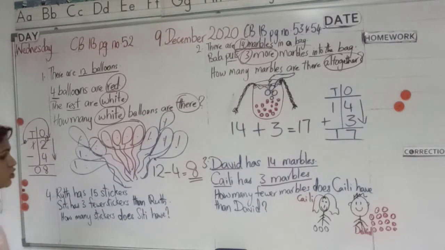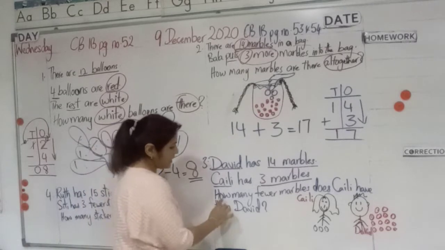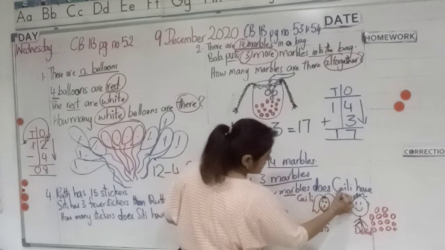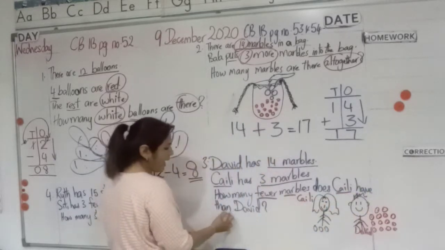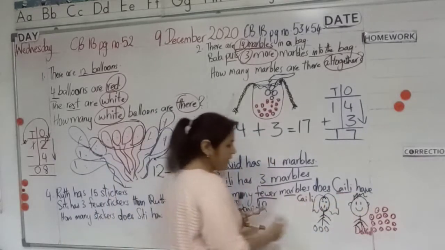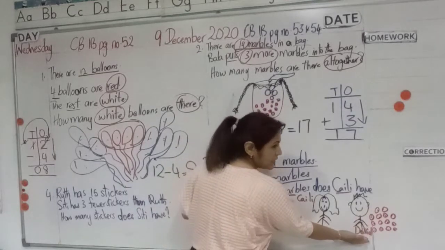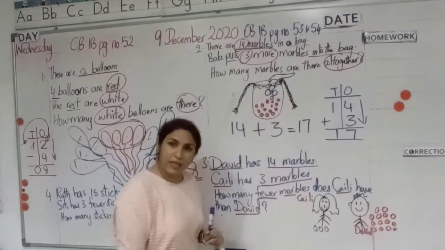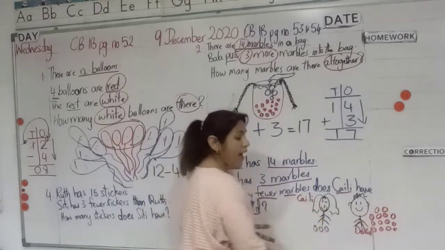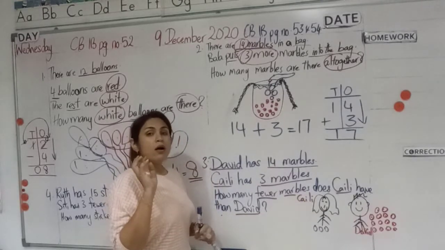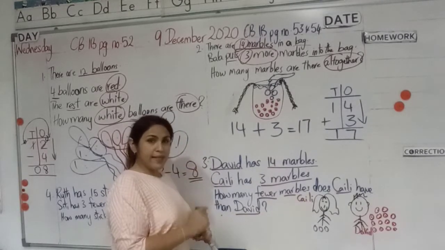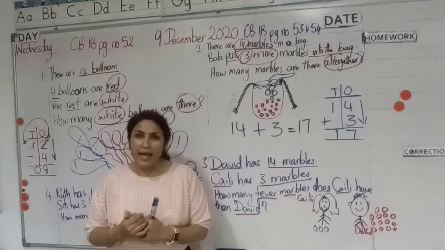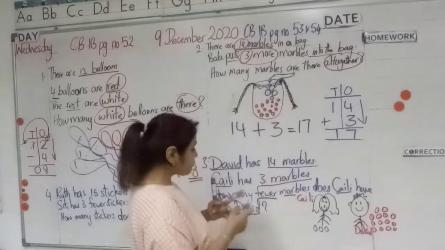Now what is the equation? What they want us to find out? They said how many fewer marbles does Callie have than David. Now we are comparing between Callie and David. Of course, when we look at the picture, we can make out that David is having more marbles compared to Callie. So we need to know how many fewer marbles does Callie have.